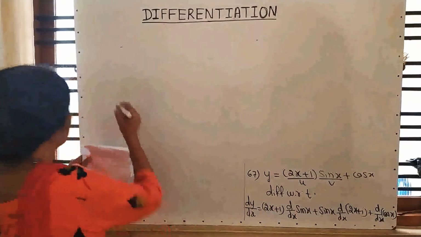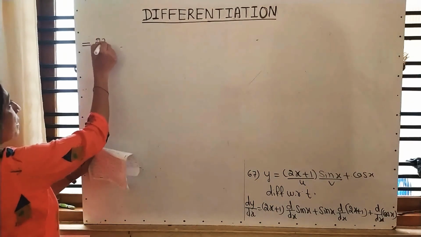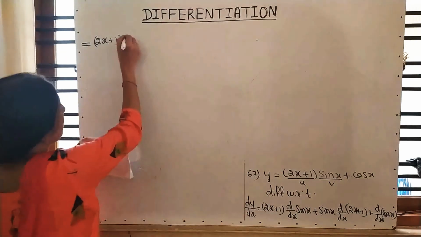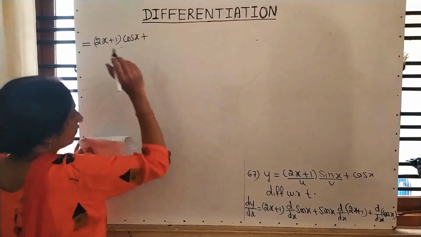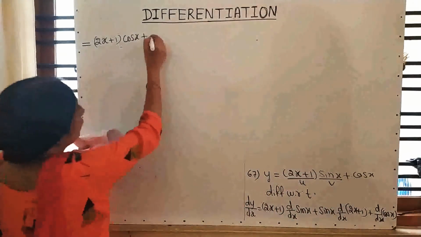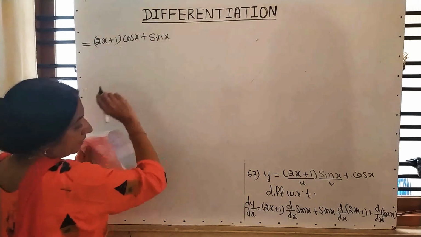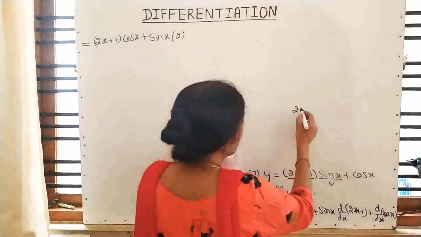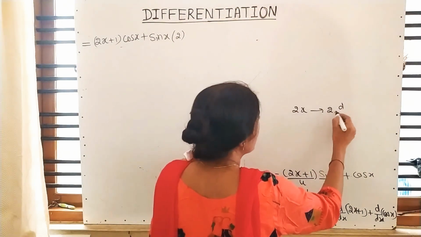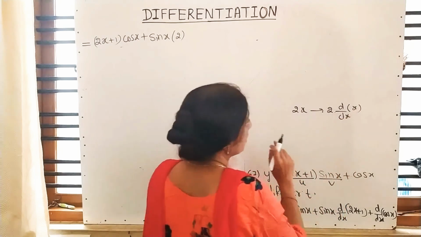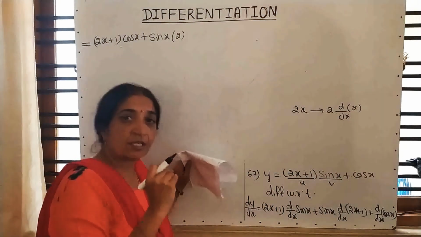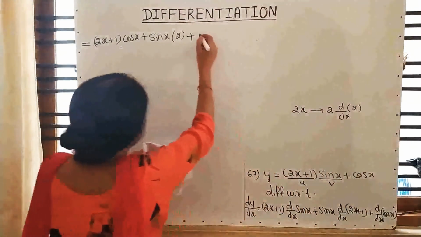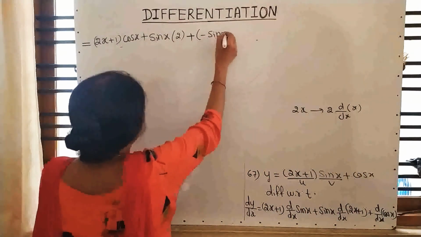Understood? Now, 2x plus 1 is before differentiation, keep as it is. Differentiation of sin x will be cos x. Plus, sin x is before differentiation. And differentiation of 2x is what? 2. Because 2x will be written like this: 2 into differentiation of x. 2 is a constant, differentiation of x with respect to x is 1. Plus, differentiation of cos x is minus sin x.